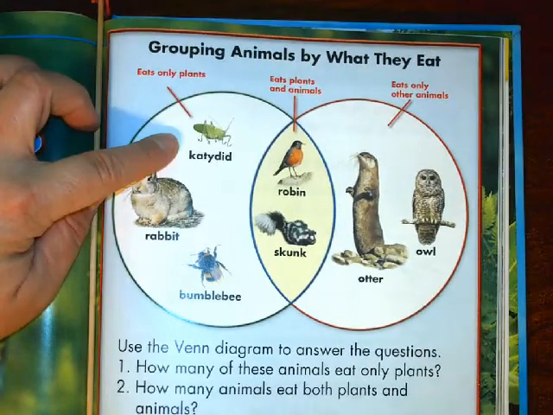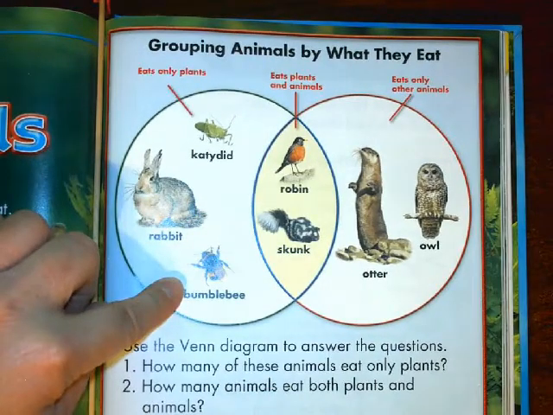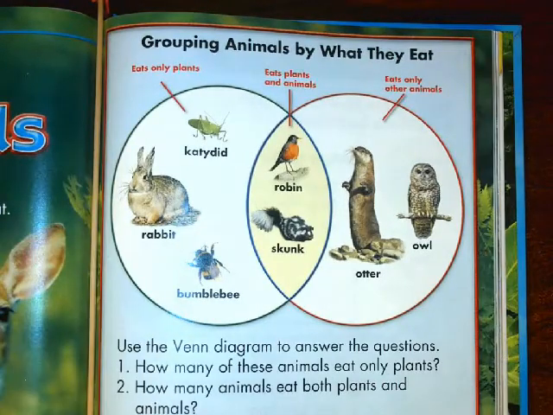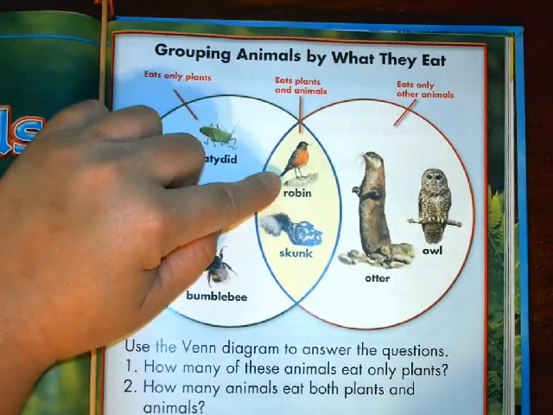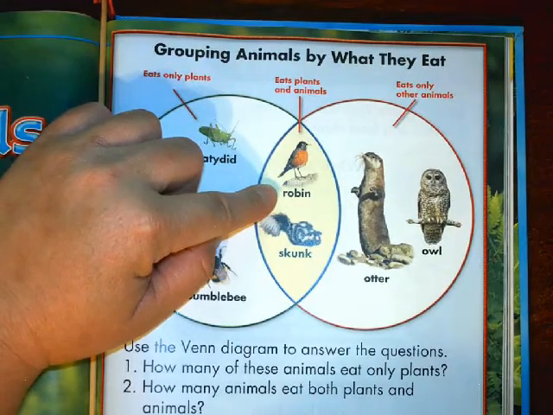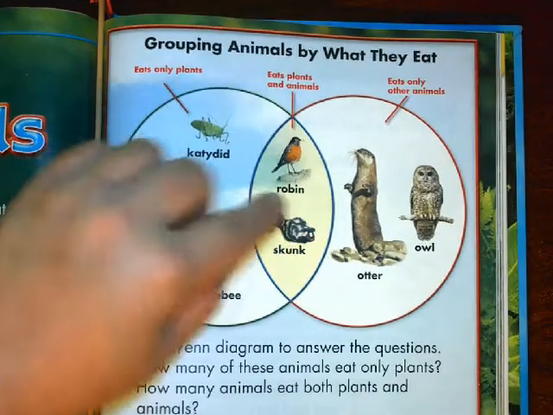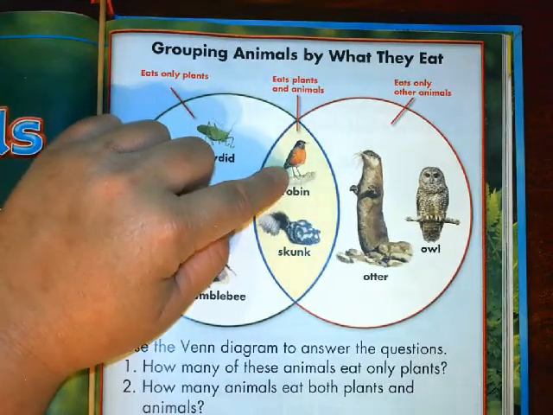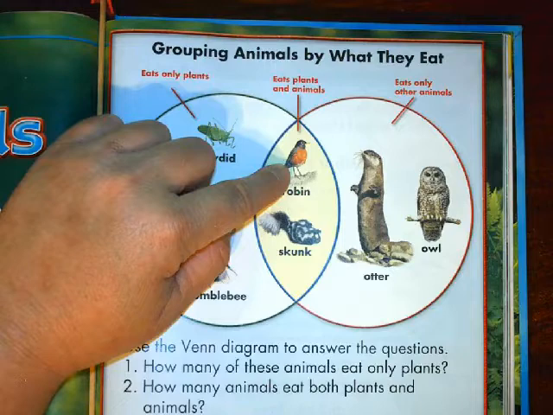Eats only plants. So a katydid, a rabbit, and a bumblebee only eat plants. They're herbivores. In the middle, it has animals that eat both plants and other animals. So they would be omnivores. They eat both plants and other animals. Like a robin would eat seeds, which come from a plant, and they also eat worms, which are other animals.